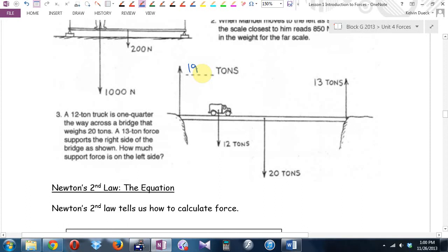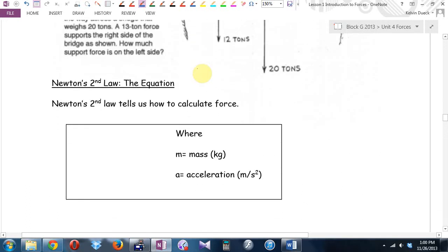That's Newton's first. Newton's second law is the equation. It tells us how to calculate force. It's going to be your main equation this unit. It's on your formula sheet, but I guarantee all of you will memorize it.